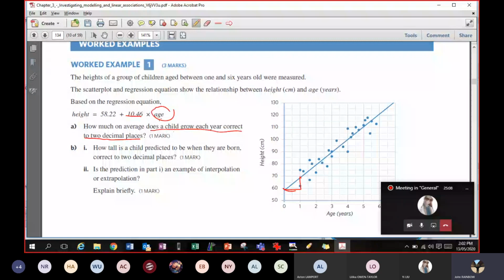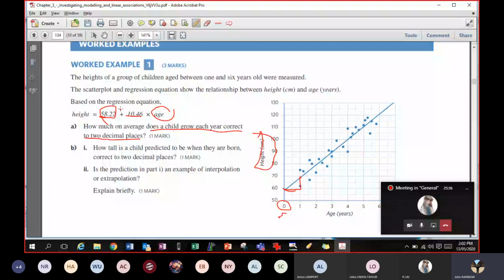How tall is a child perceived to be when they are born? So that would be the y-intercept. We've got to look at the formula here. One thing you want to make sure is don't look off this, because sometimes this might start at 5, for example. So just be careful. Sometimes you need to figure out what the equation is, but they're perceived to be 58.22 centimeters.